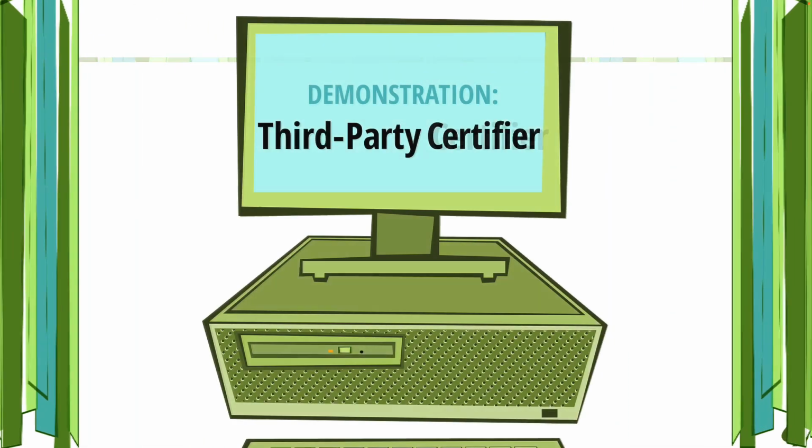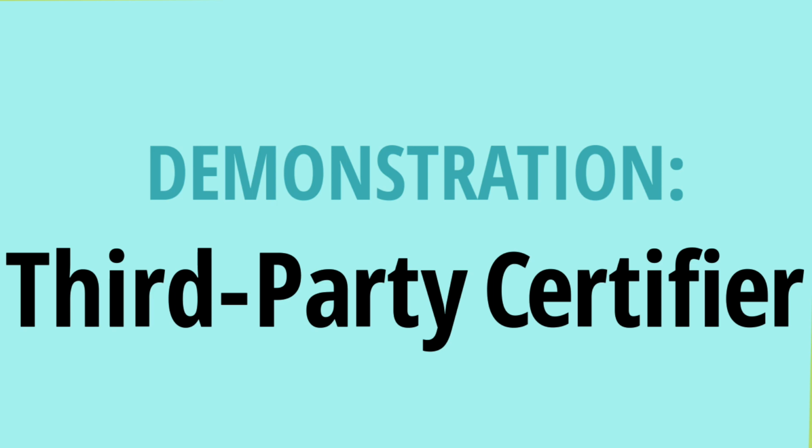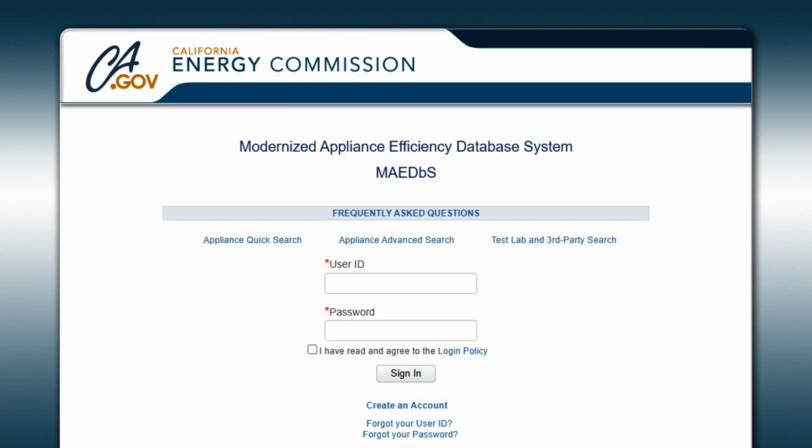So let's walk through the process of completing and submitting the third-party certifier application on the MAEDbS. First, go to the MAEDbS website at ca.certappliances.energy.ca.gov. This is the main home page for the MAEDbS. From here, anyone, whether or not they have an account, can search the MAEDbS for appliances and for test labs and third-party certifiers who have been approved by the CEC. See Part 8 of this series for information on how to search the MAEDbS to verify that a product is compliant.